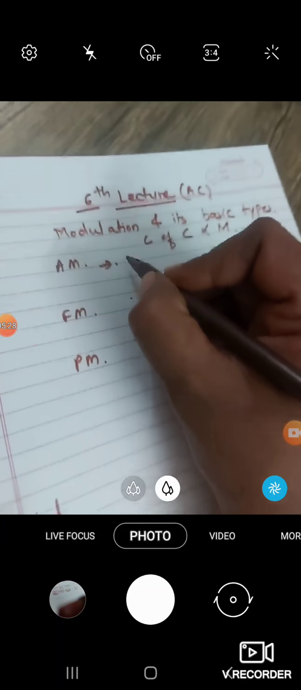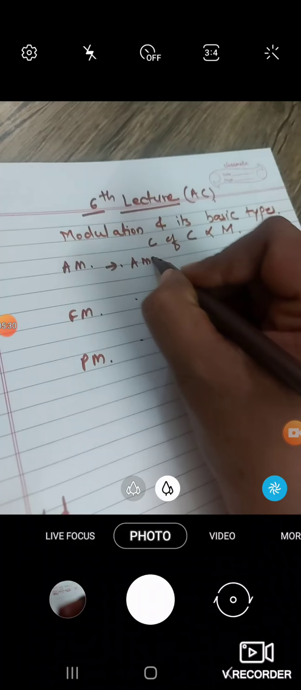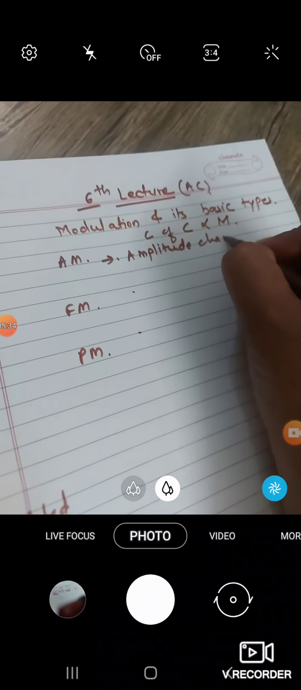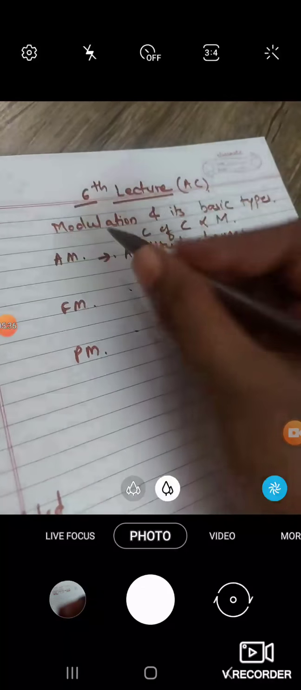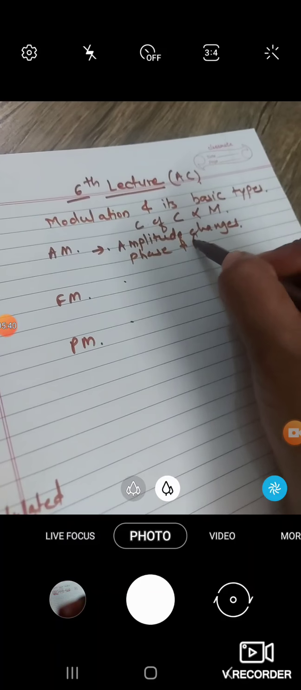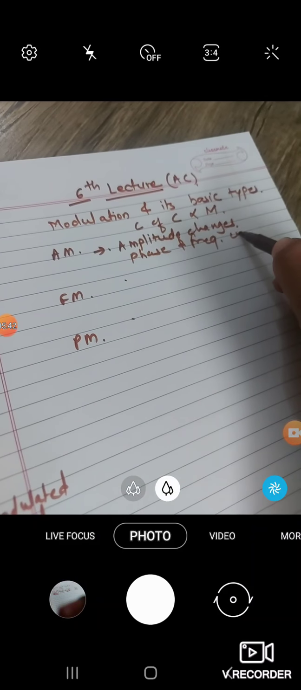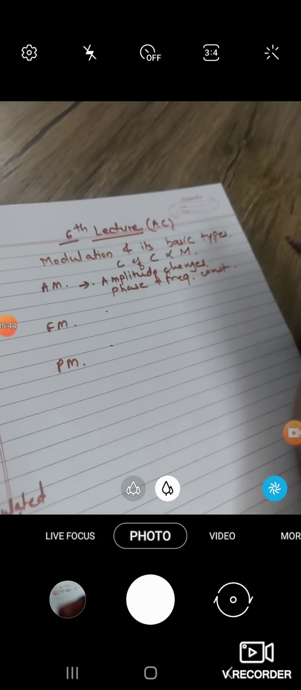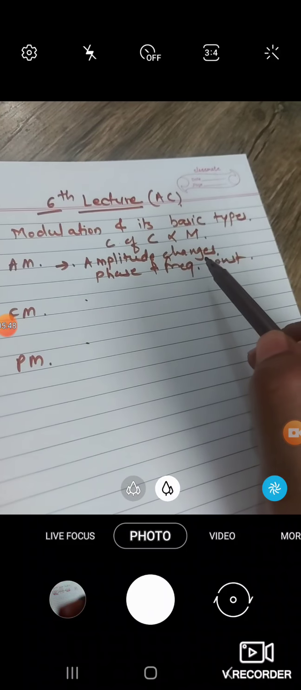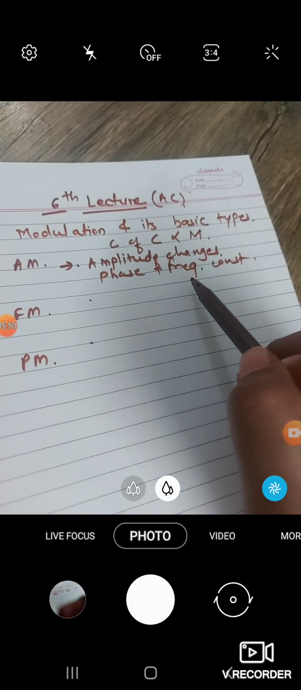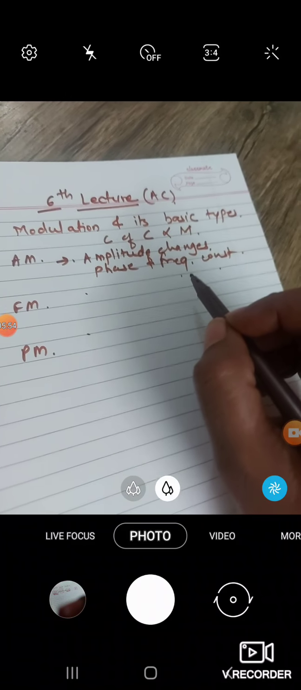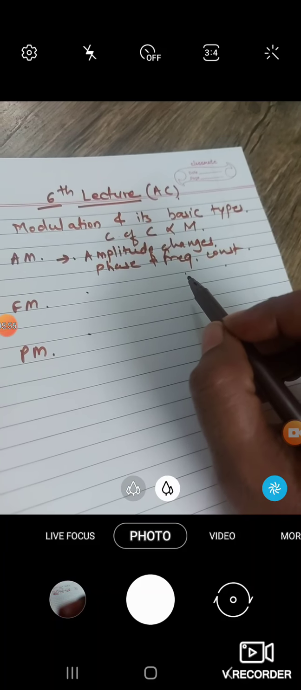So in amplitude modulation what happens? I am writing the concept. In amplitude modulation, the amplitude of the carrier changes, and when the amplitude is changing, phase and frequency remain constant. Only the amplitude of the carrier signal is changing, and the phase and frequency of the carrier signal remain constant. That is the concept of amplitude modulation.